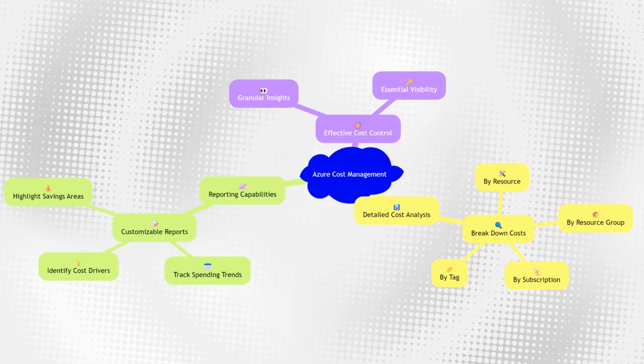Azure Cost Management provides detailed cost analysis and reporting capabilities. Users can break down costs by resource, resource group, subscription, or tag, allowing for granular insights into where money is being spent. Customizable reports can be generated to track spending trends over time, identify cost drivers, and highlight areas where savings can be achieved. This level of visibility is essential for effective cost control.